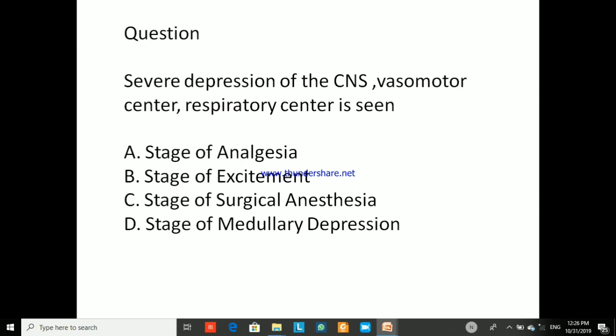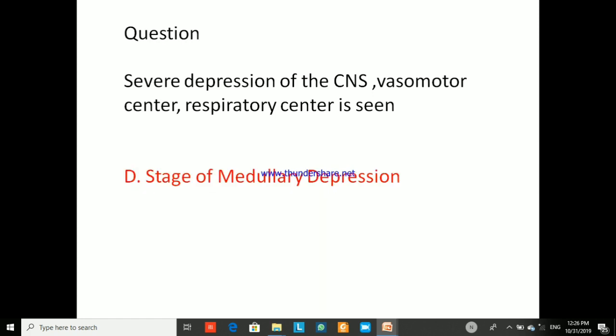Question. Severe depression of the CNS vasomotor center, respiratory center is seen. A. Stage of analgesia. B. Stage of excitement. C. Stage of surgical anesthesia. D. Stage of medullary depression.